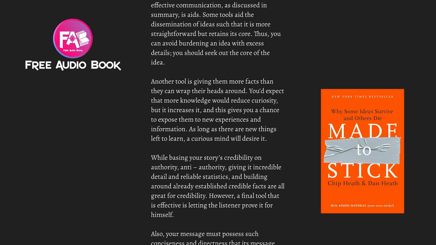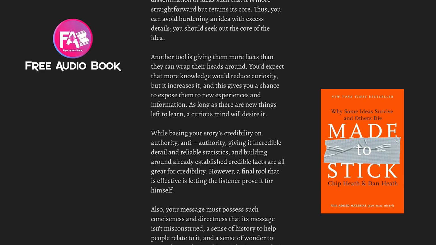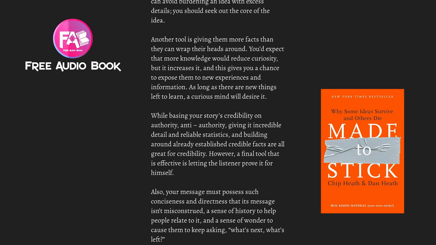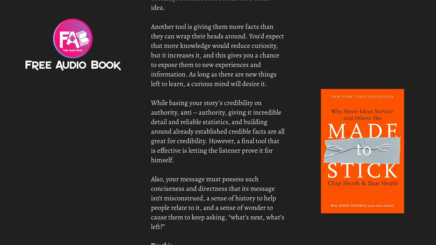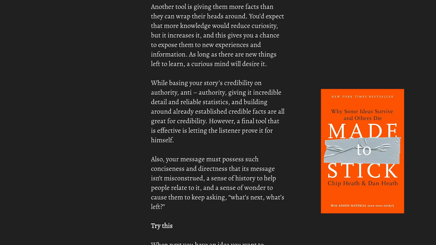While basing your story's credibility on authority, anti-authority, giving it incredible detail and reliable statistics, and building around already established credible facts are all great for credibility, a final tool that is effective is letting the listener prove it for himself. Also, your message must possess such conciseness and directness that it isn't misconstrued, a sense of history to help people relate to it, and a sense of wonder to cause them to keep asking, what's next?